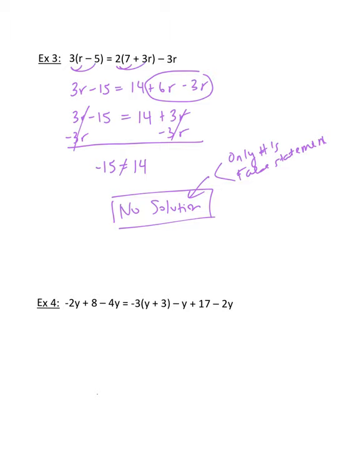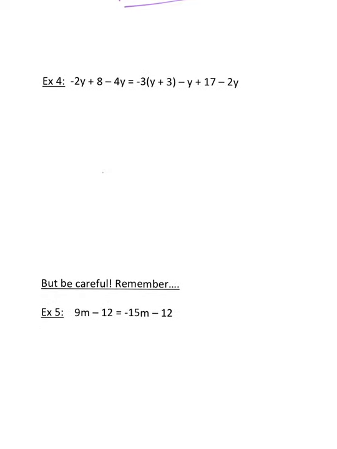All right, and example 4 is similar. So I would pause the video and try this one on your own. There are a lot of like terms to be combined in distributive property. So on the left side, I have negative 2y and negative 4y, which is negative 6y. I'm bringing down the plus 8. I'm going to distribute negative 3y minus 9. And I can combine negative y and negative 2y to give me negative 3y plus 17.